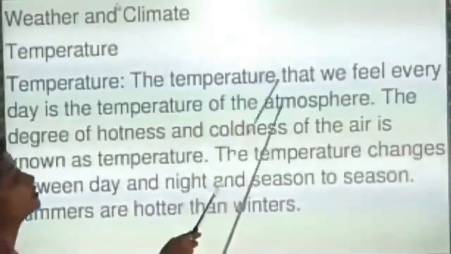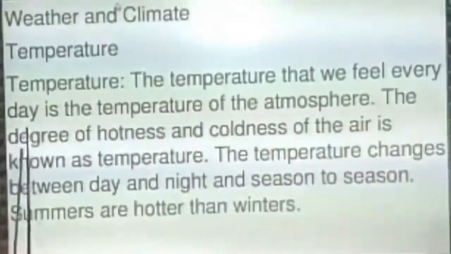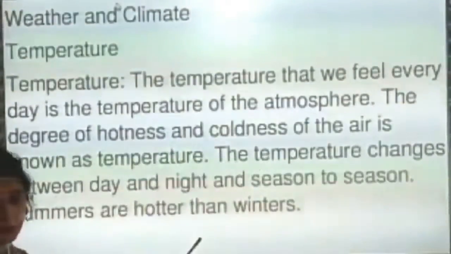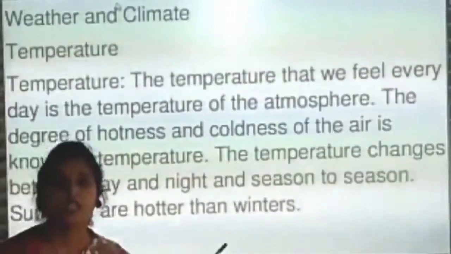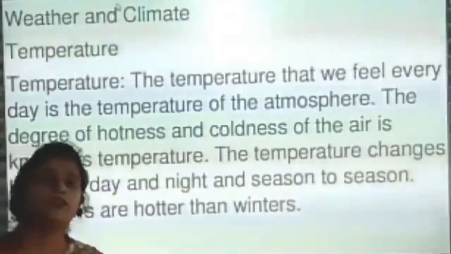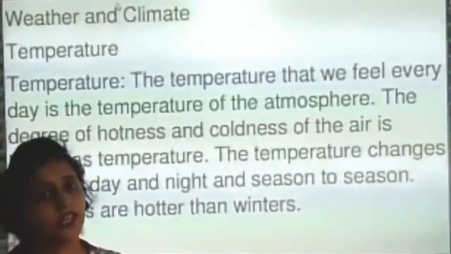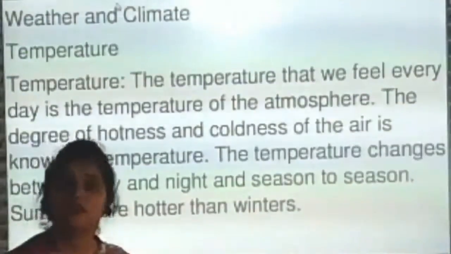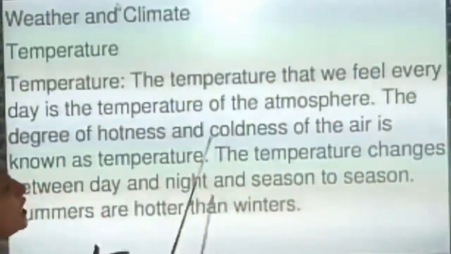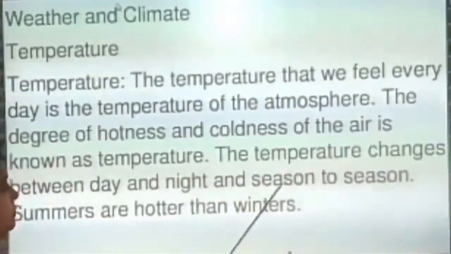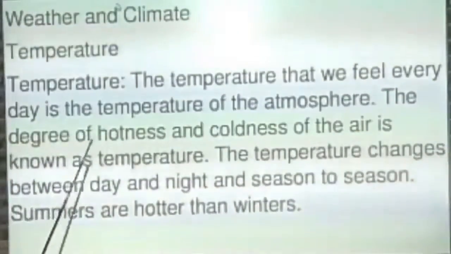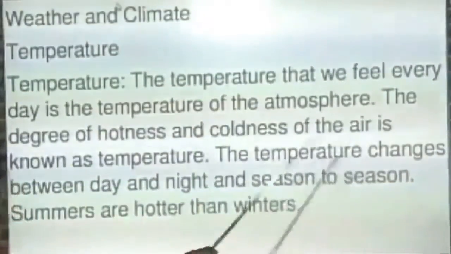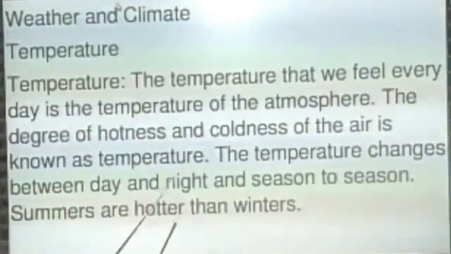The temperature that we feel every day is the temperature of the atmosphere. Sometimes we feel hotness in the daytime, and in the evening and morning time there is pleasant weather. So it is the temperature of the atmosphere. The degree of hotness and coldness of the air is known as temperature.